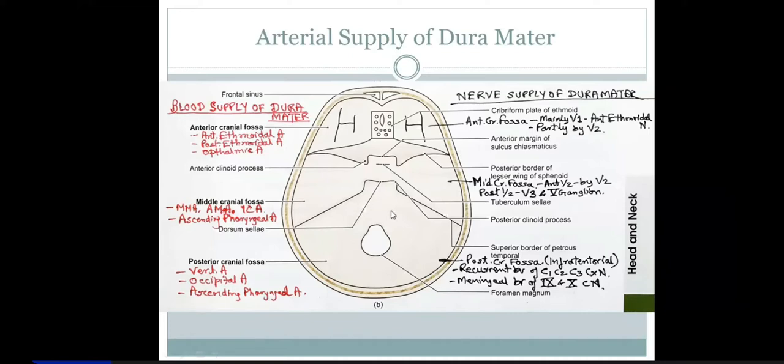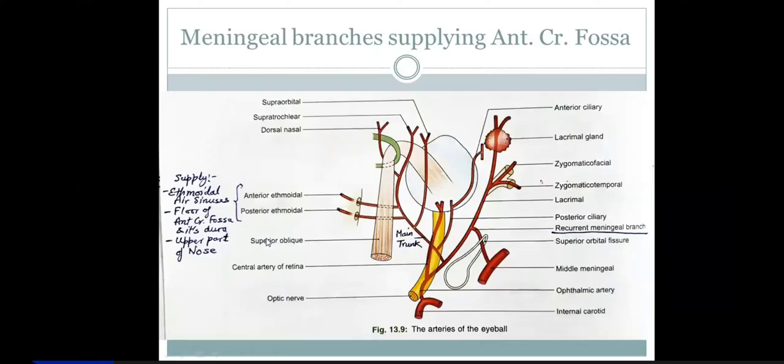So now the blood supply of the dura lining the inside of the cranium: the anterior fossa by three arteries, the middle one by four arteries, you know them, and the posterior cranial fossa by these three arteries. Okay, if you've learned it, we'll move on now to the next slide.